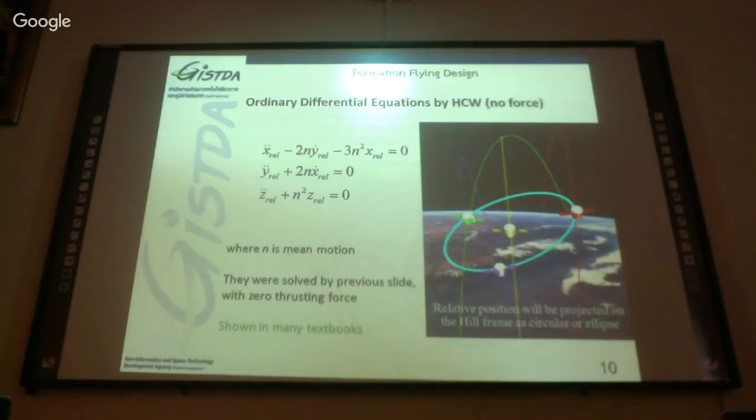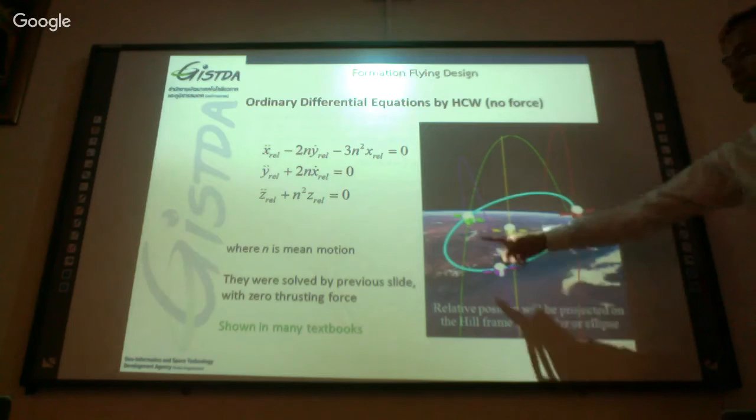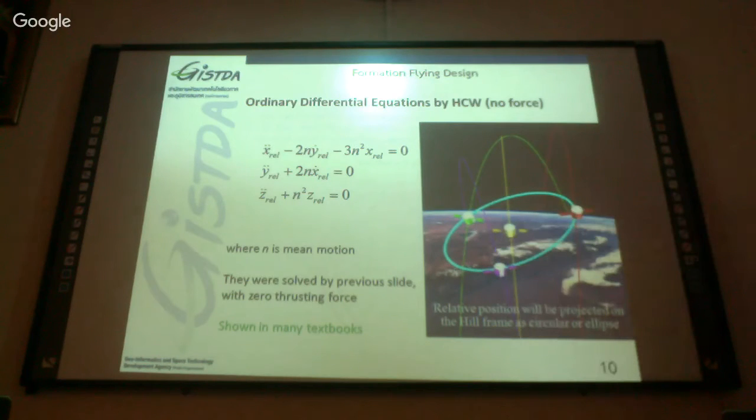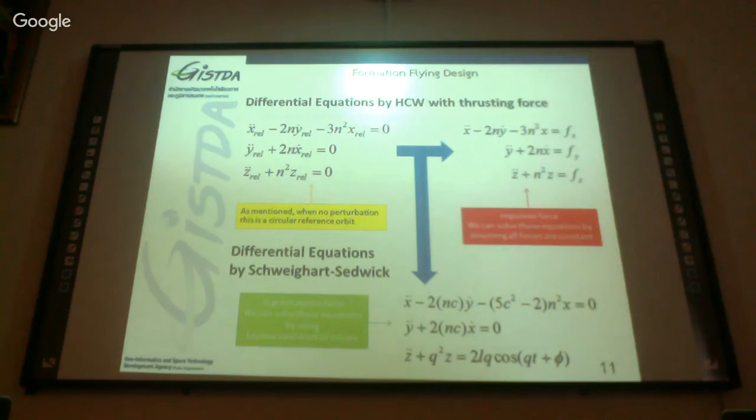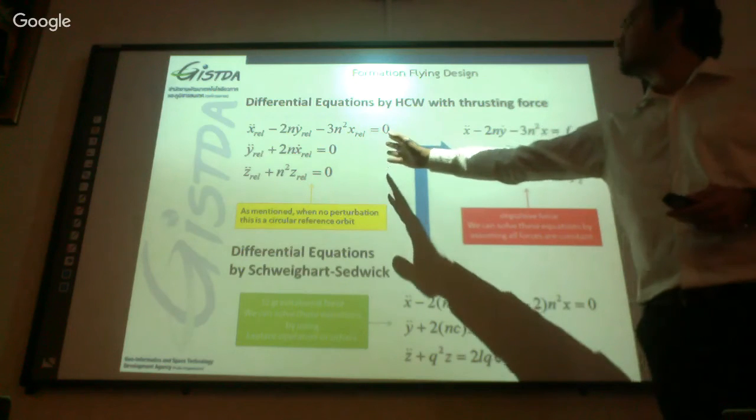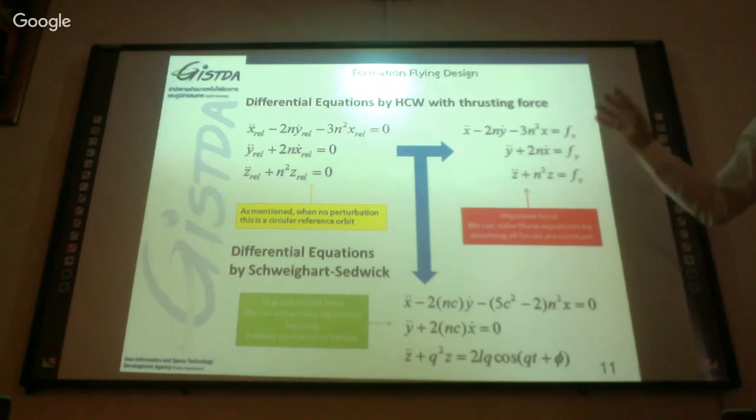We use the U equation method on the ordinary differential equation, and we can know the trajectory of the two satellites. It is visualized like a circle radius. When the circle changes, that means our formation is changing. So the differential equation of U is with zero touch, and this one is with a force that we can apply, like a touching force or impulse or something like that.